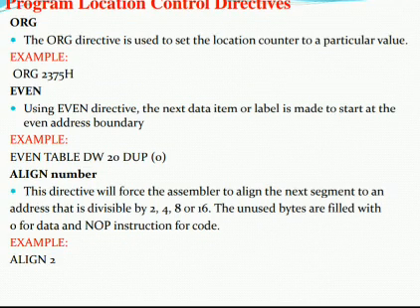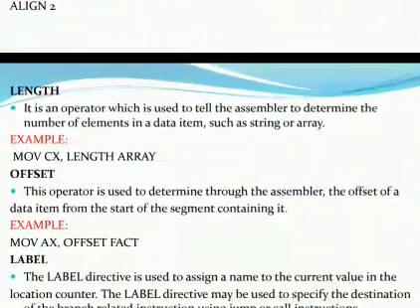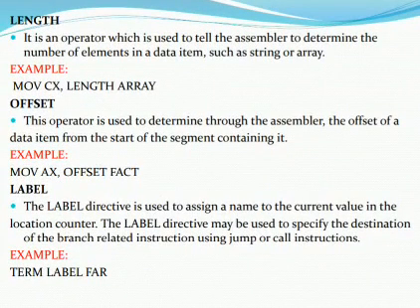The next classification is LENGTH. It is an operator which is used to tell the assembler to determine the number of elements in the data item, such as a string or array. That is, to calculate the length of the elements, this particular directive is used. See the example MOV CX, LENGTH ARRAY. For finding the length of the array elements, this particular directive is used.